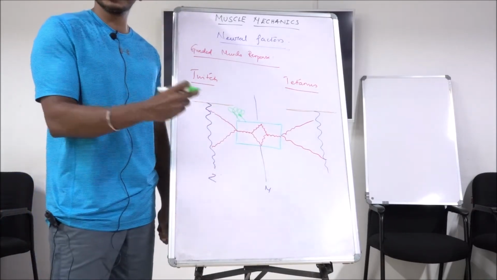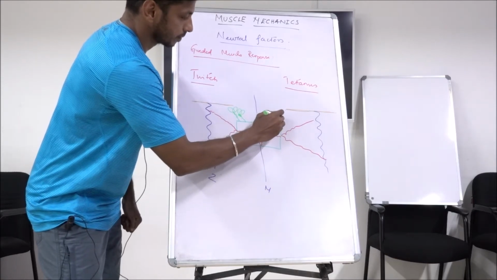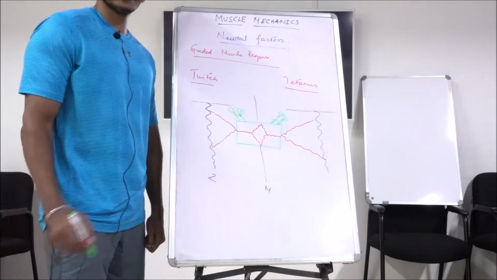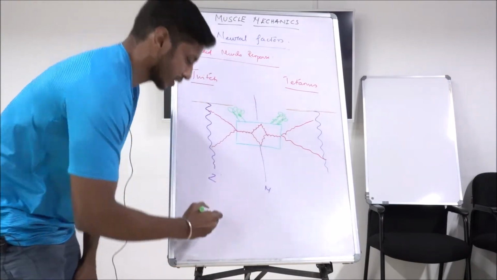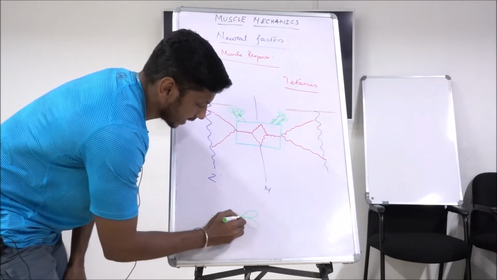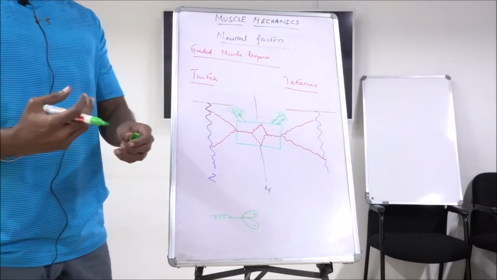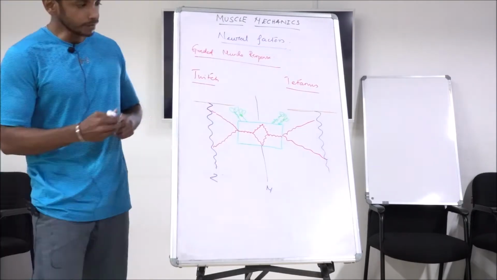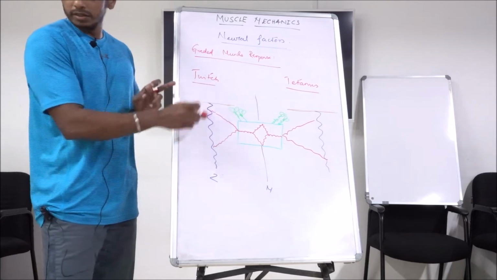Things which are attached to the thick filament? Myosin structure. What is the structure of a myosin? It has a tail, it has a neck, and it has a head. Here you have a myosin ATPase, which helps in detaching, which helps in the power stroke. One is nebulin, which helps in binding the Z protein to the thin filament.